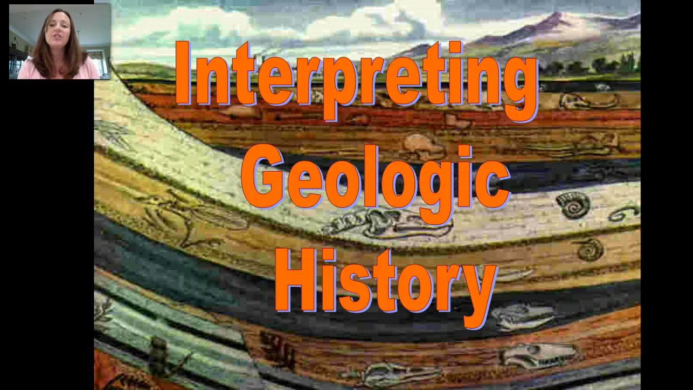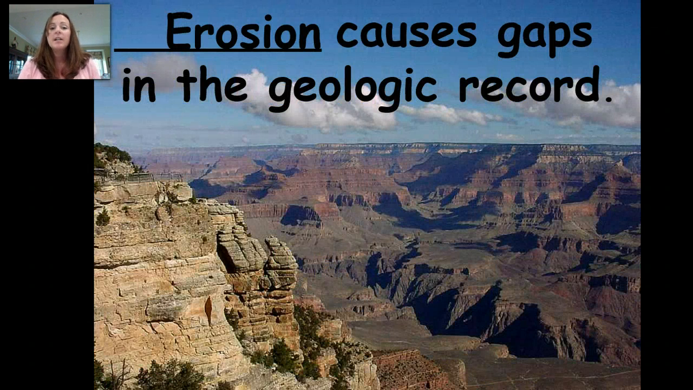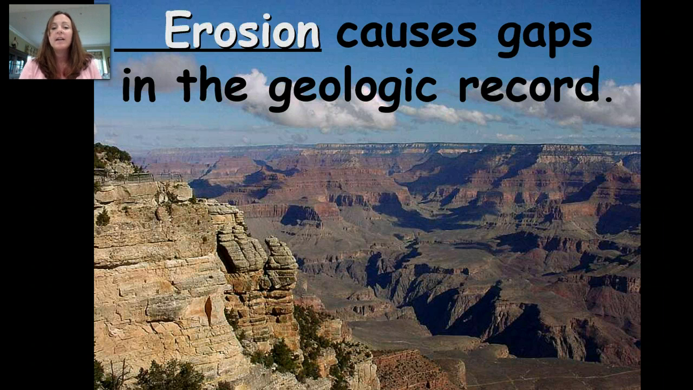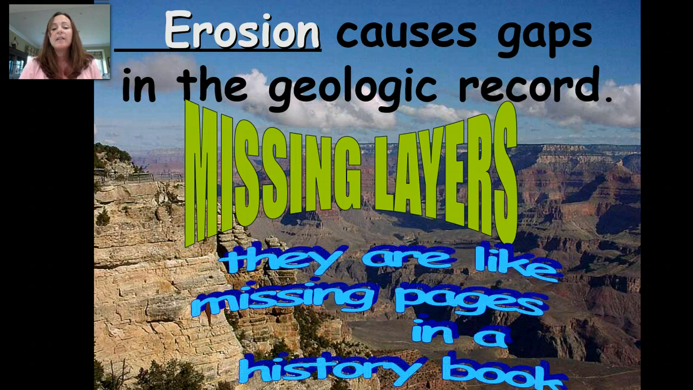We're going to continue talking about the way we interpret geological history. Last screencast, we learned about the different processes that can change the age of the rock or affect the order in which the rock layers are formed and deposited. Today we're going to talk about erosion. Erosion causes gaps in the geological record. It almost erases layers and literally will take away a rock layer, like ripping out a page in a history book.